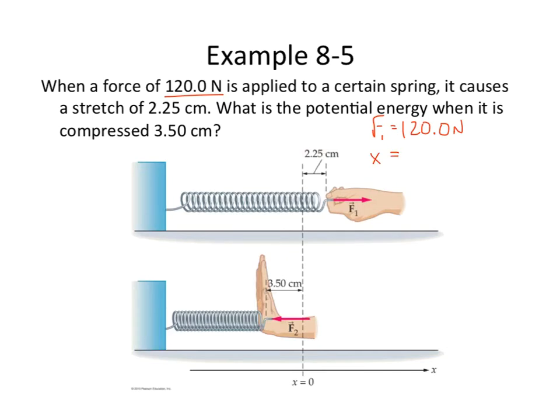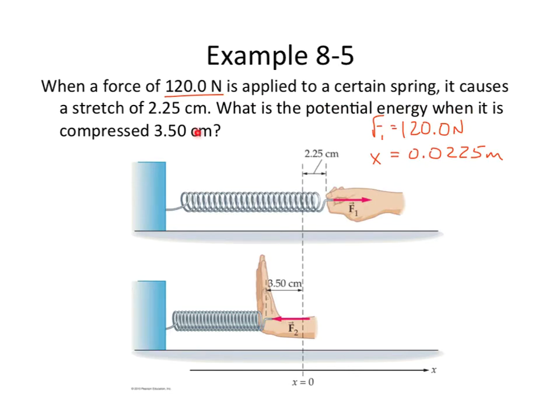Now let's convert that right off the bat to meters. So we're going to move that decimal point over to the left 2 places, right? So 0.0225, oh no, I'm sorry, 0.0225 meters. And the reason we're told this is because we're asked later on, what is the potential energy in the spring when you compress it 3.5 centimeters?